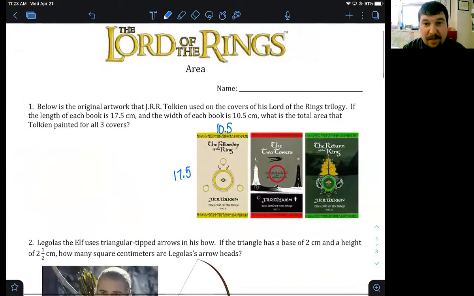So you can find the area of one book. You know they're all the same. You could just multiply your answer by 3. Remember, area is measured in square units. So when you label your answer, you'll want to measure it in centimeters squared.